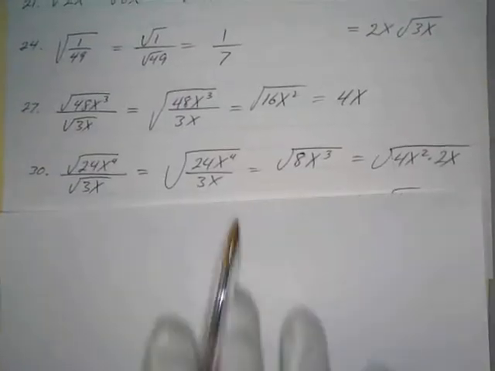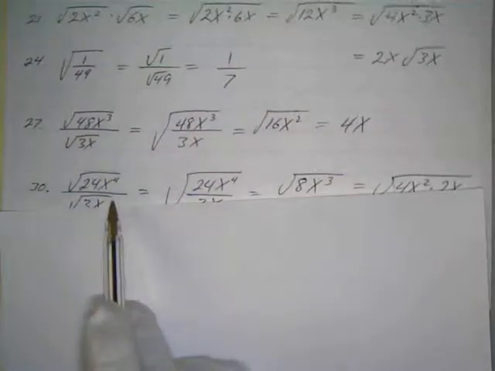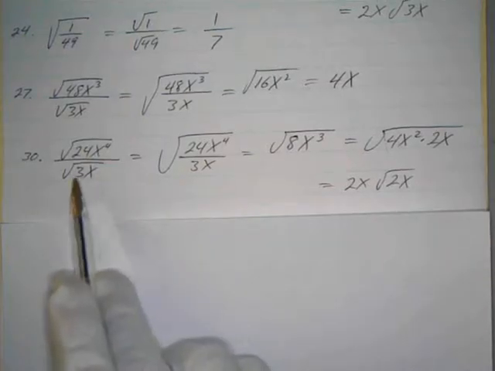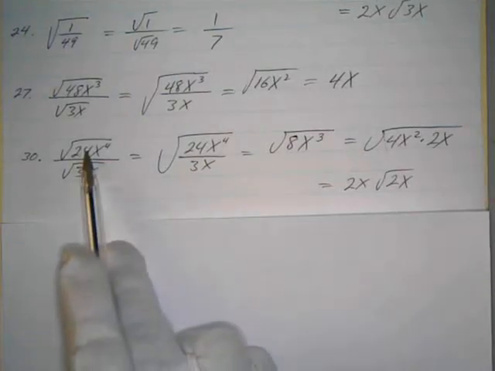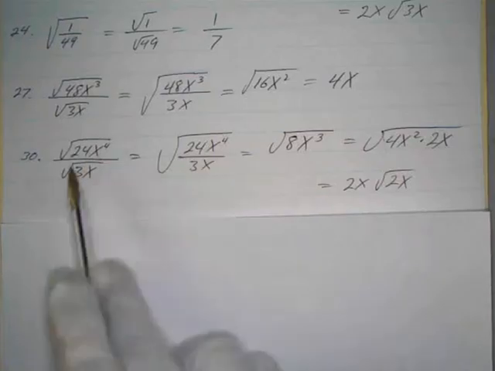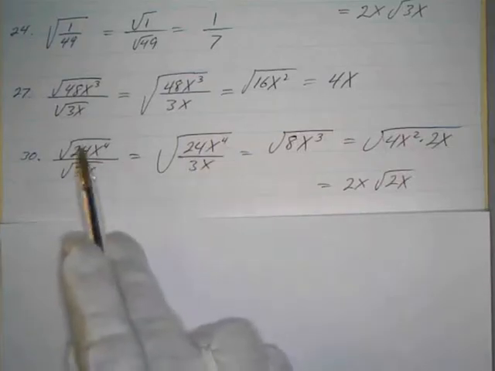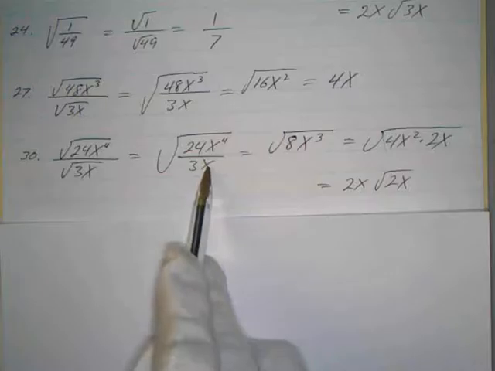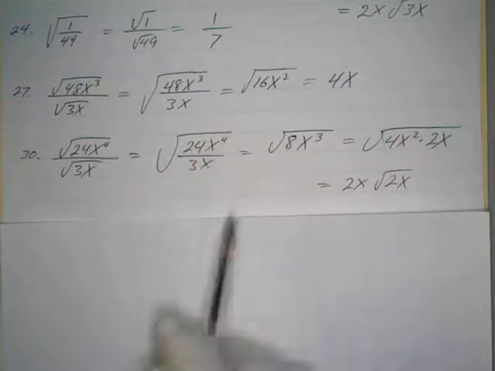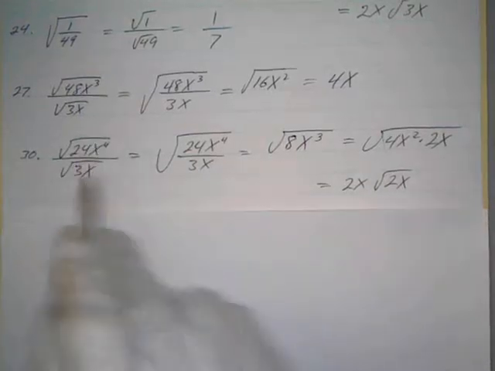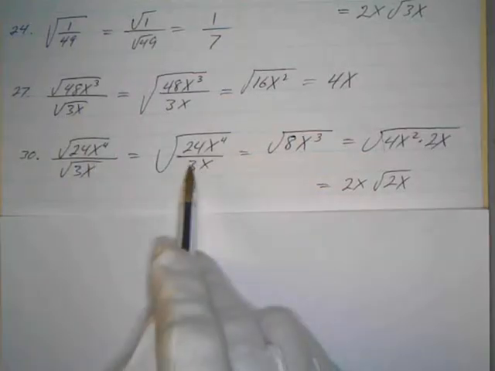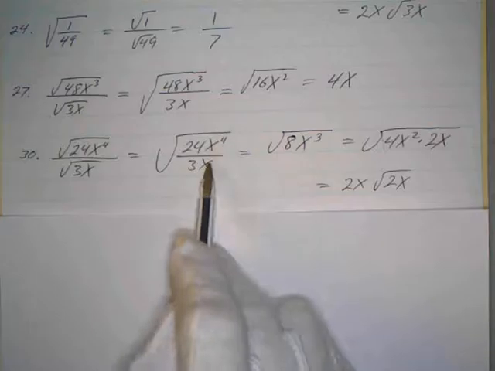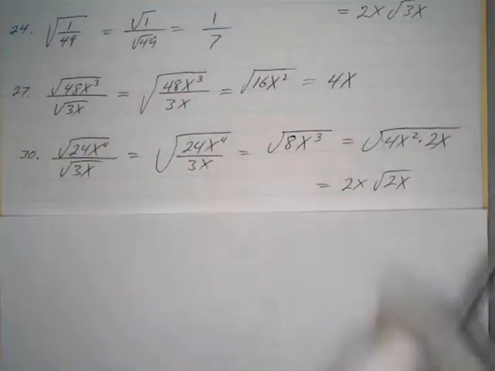Okay, number 30. Again, it's very similar to number 27. I look ahead and I know that 3 goes into 24 evenly, so I'm going to use the rule that the quotient of the square roots is the square root of the quotient. All right, so the quotient of the square roots is the square root of the quotient, and then 3 goes into 24 8 times, and this cancels, leaving me with x cubed. x to the 4th over x is x cubed.